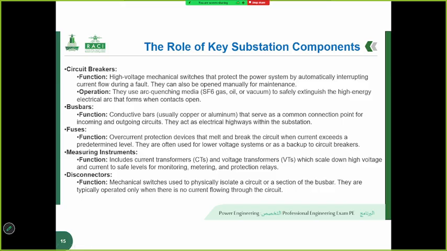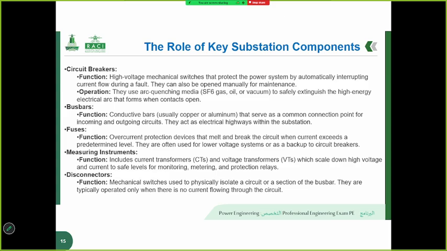Another part is a bus bar. Bus bars are conductive bars, typically made of copper or aluminum, that serve as a common connection point for multiple incoming and outgoing electrical circuits within the substation. They are essentially the electrical highways that allow power to be efficiently routed from one part of the substation to another. The layout and design of the bus bar system are crucial for the substation's reliability.